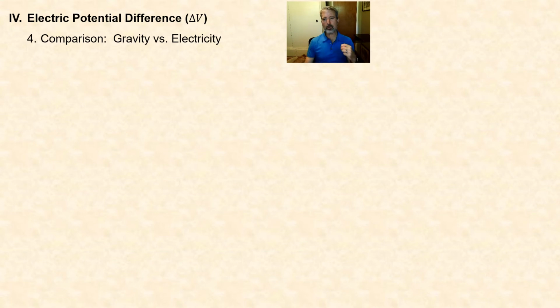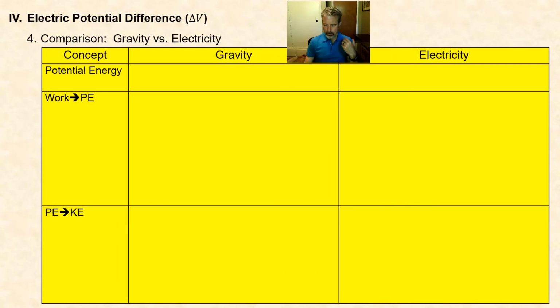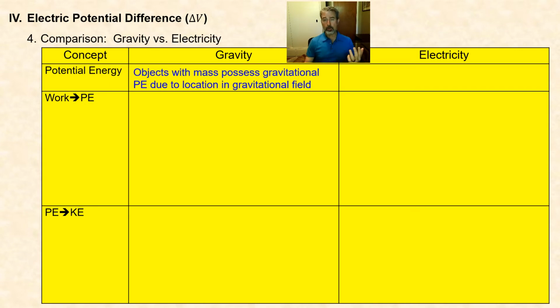All right, so in this slide, we'll make a comparison to what we already know about gravity, that is gravitational force and gravitational potential energy, to these two new electrostatic quantities. So first of all, when we talk about potential energy, we can say that objects with mass possess gravitational potential energy due to their location in a gravitational field. In a similar way, we can say that objects with charge possess electrostatic potential energy due to their location in an electric field.